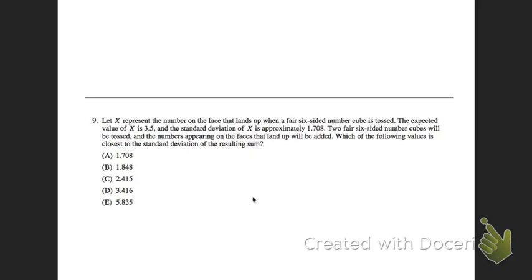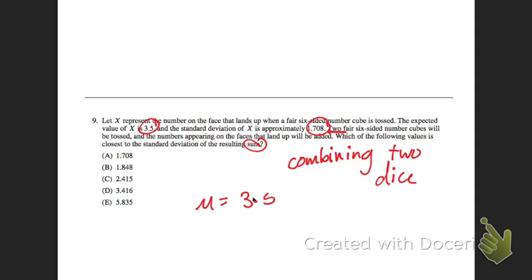Number 9 was a good one. This is definitely a formula that you'll want to remember because it'll probably show up a couple times on the actual AP exam. It's talking about the mean and the standard deviation of a die, and it's saying that we're flipping 2 of them. Which is the closest resulting standard deviation of the sum? So I'm combining 2 dice. It's not asking about the mean, but if it were, remember the rule for mean is you just add them together. So 3.5 plus 3.5 equals 7.